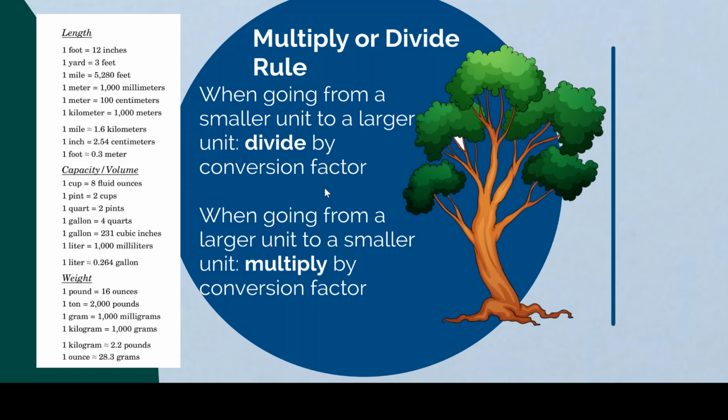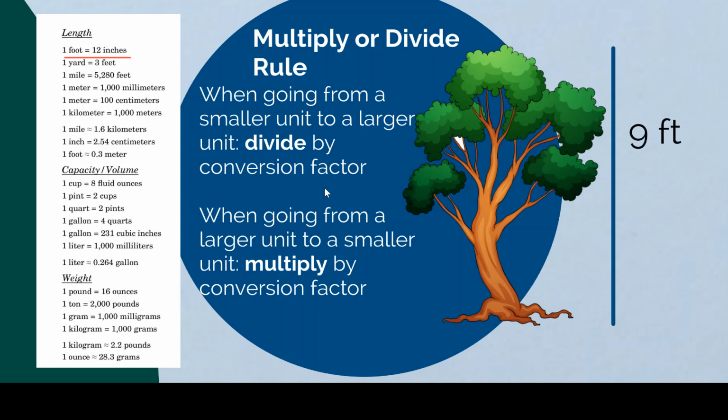I have a tree and I find out that it's 108 inches tall. I don't really understand 108 inches. I can't picture that. So I'm going to use my unit conversion to convert it. So I want to go from inches to feet. I look at my conversion units and 1 foot is equal to 12 inches. I'm going from a smaller unit, inches, to a larger unit, feet, so I'm going to divide by that conversion factor of 12. My final answer for how tall this tree is, is 9 feet.